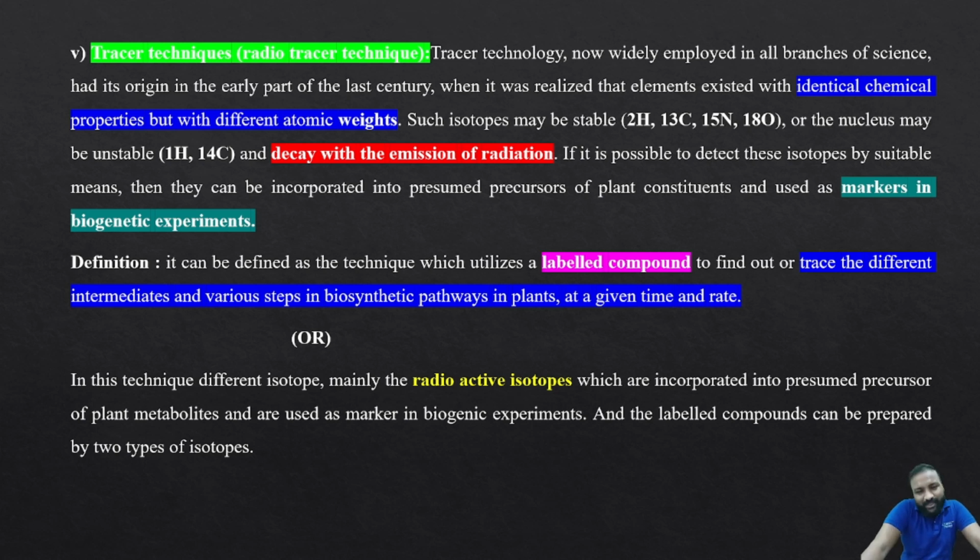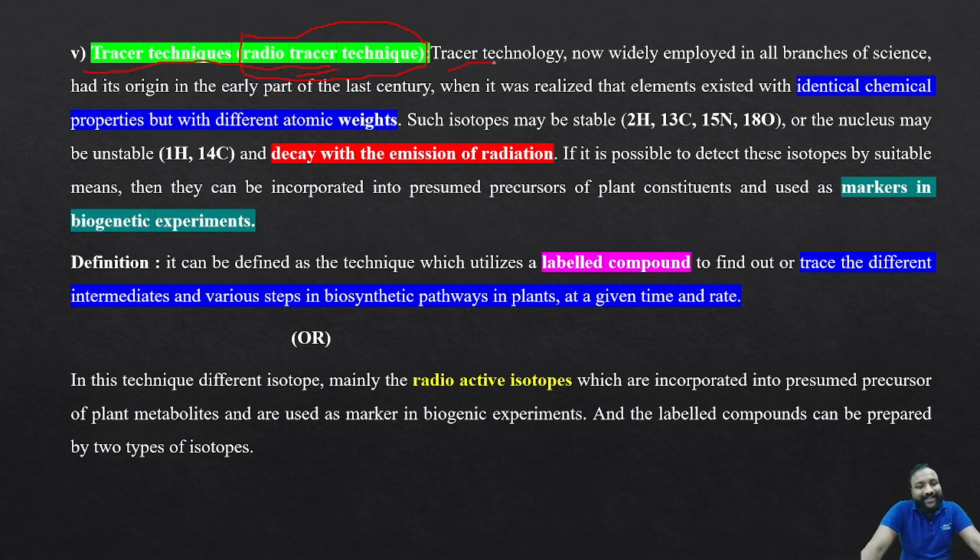But apart from that, there is another method, which you can see right over here on my screen: the tracer technique. This technique is very important and widely employed in almost all branches of science. Today our topic is the tracer technique, or radio tracer technique, or investigation of biogenetic studies by using radioactive isotopes. Clear? Yes, in this session we are going to learn especially about the tracer techniques.